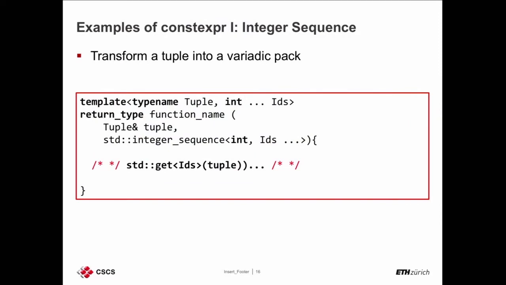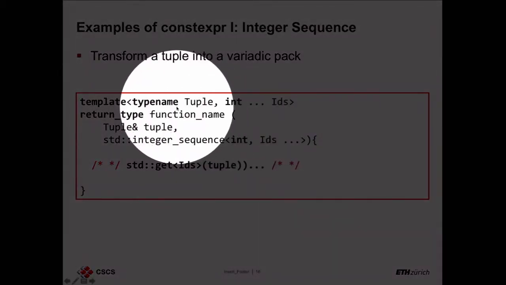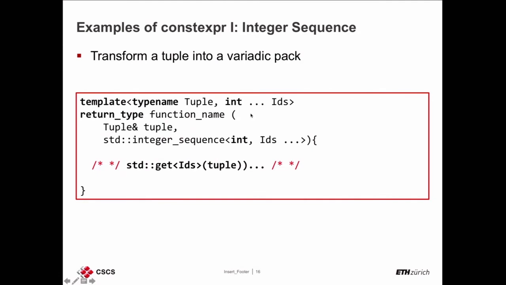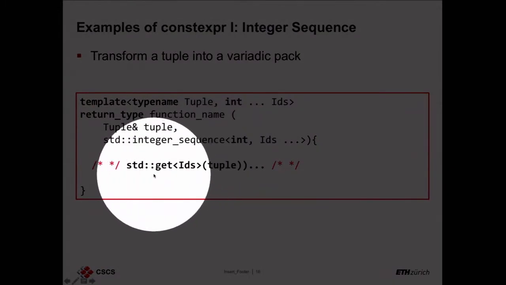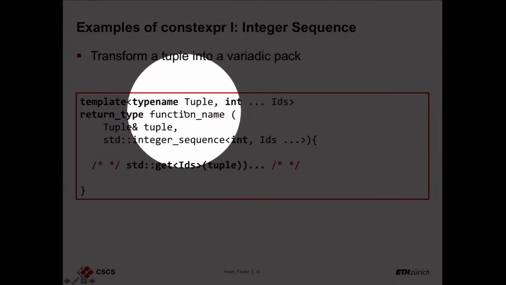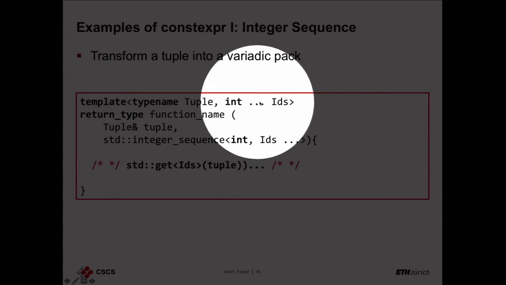I would like to do the integer sequence. Yeah, let's do that. Let's try. Suppose I have a function that takes a tuple and takes a sequence of integers. And now I want to just get the values of the tuple corresponding to these IDs.